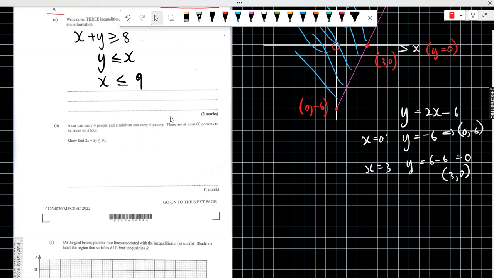4 people. Give me an expression for the number of people carried by the cars. So X cars, 4 persons per car. Expression for the number of people in cars. You go on a trip. You have X number of cars. Each car can carry 4 people. Give me an expression in terms of X for the number of persons traveling by car.